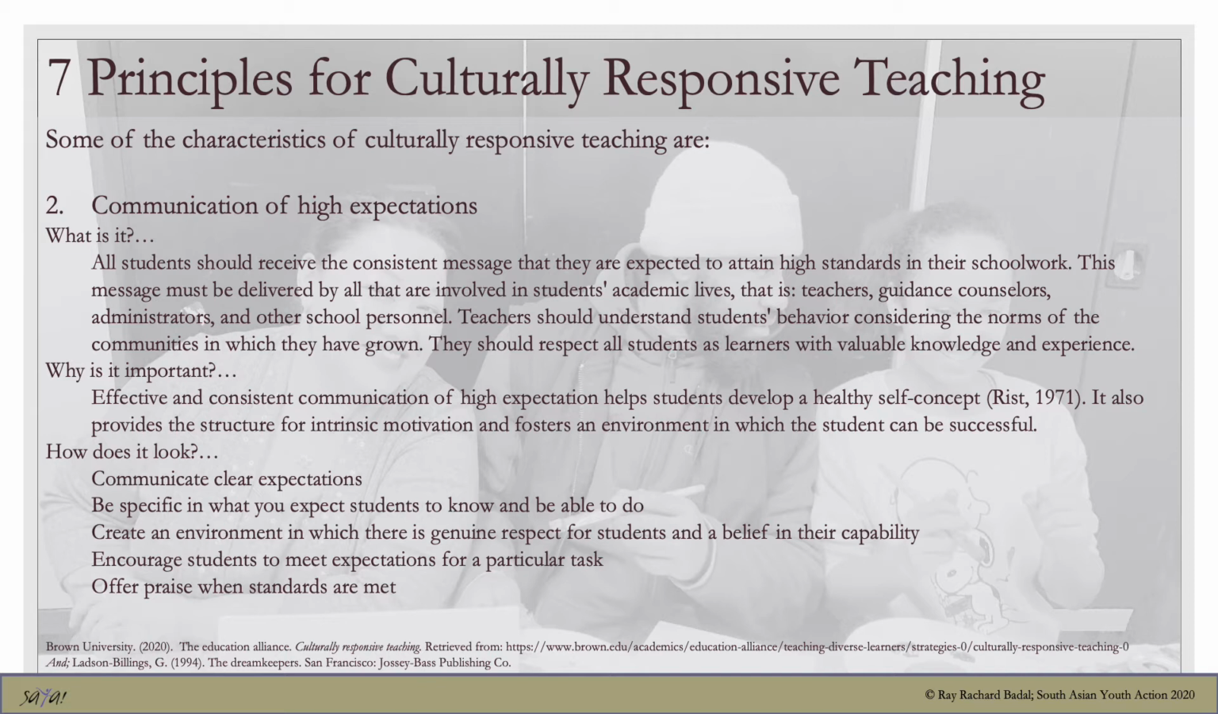How does it look? Communicate clear expectations. Be specific in what you expect students to know and be able to do. Create an environment in which there is genuine respect for students and a belief in their capability. Encourage students to meet expectations for a particular task and offer praise when standards are met.